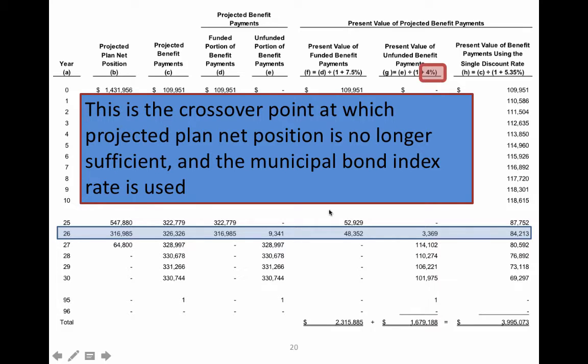Now, for a lot of governments, based upon how well they're funded or what their contribution policy is, they may never hit a crossover point, so they will only discount using the long-term expected rate of return. Other governments that don't have any money, they don't have a trust, and this is going to be the case for most OPEB plans, all of their discounting will use the municipal bond rate because there is never any fiduciary net position in the plan to make those projected benefit payments. It's all being paid on a pay-as-you-go basis.